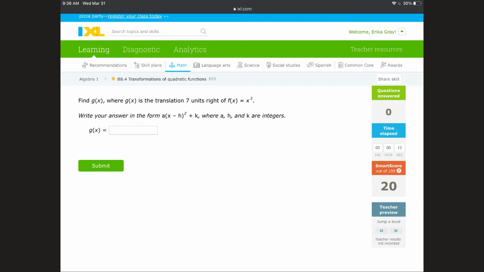Next problem type says, find g of x, where g of x is the translation 7 units right of f of x equals x squared. So since we're going right, I know that that is inside of my parentheses, and I know that that's opposite of what I would think of, so I know it should be negative. So I have x minus 7 squared. So g of x equals x minus 7 quantity squared.